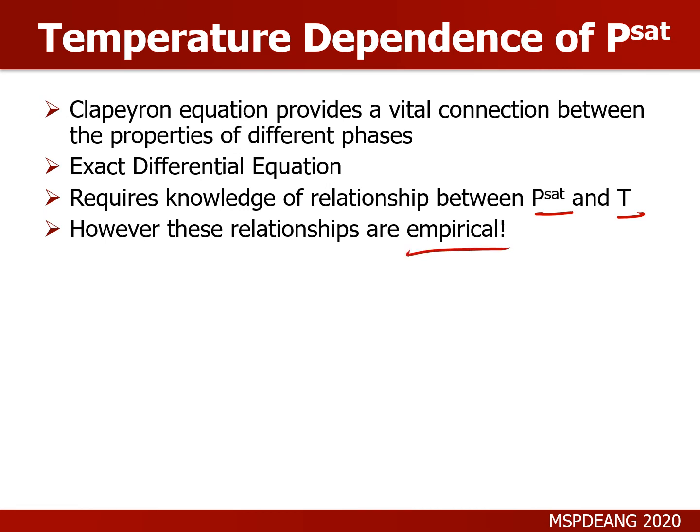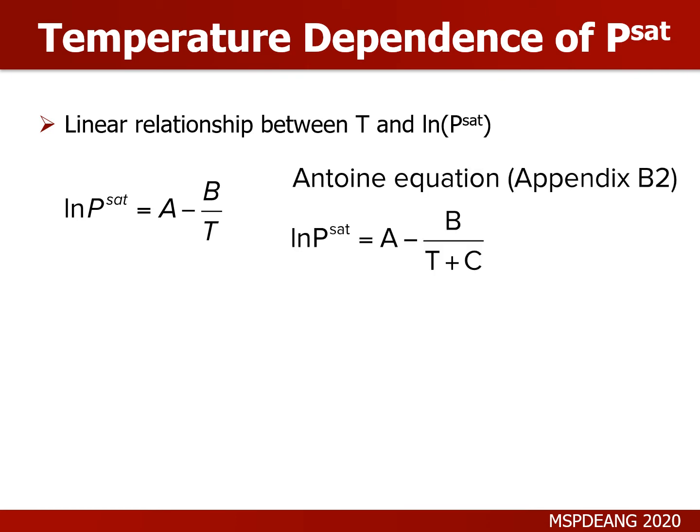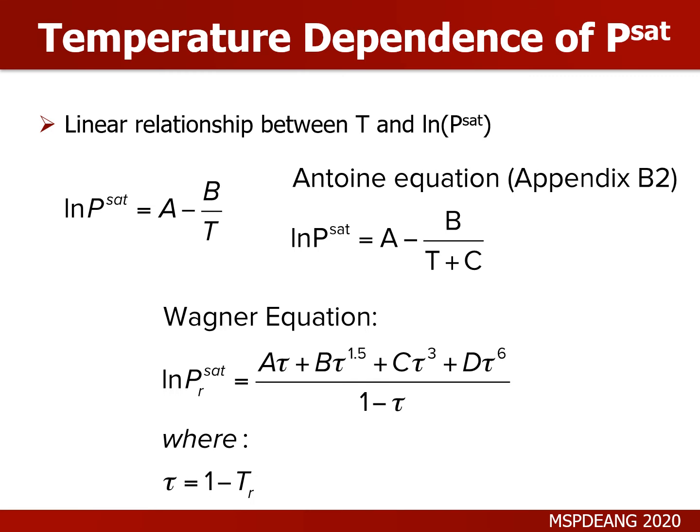So for the Clapeyron equation, we need T as a function of Psat, and we have multiple empirical relations for this. You have a linear relationship between ln Psat and temperature, which is similar to our Antoine equation, and you also have others like your Wagner equation here.